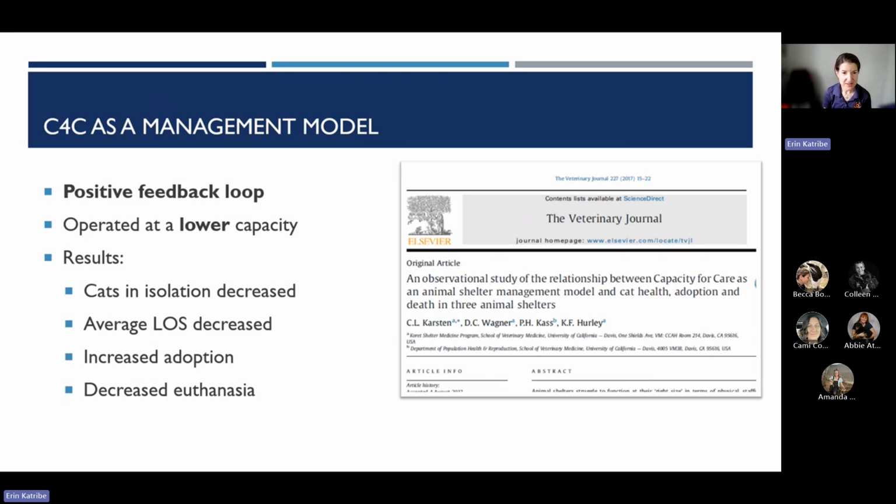The results: the number of cats in isolation decreased, so their cats were healthier. Their average length of stay for cats decreased, and they had an increased adoption and decreased euthanasia in the shelter. And so this is just one example of that positive feedback loop that can happen when we operate within our capacity.